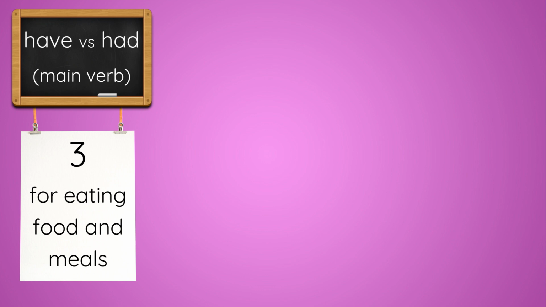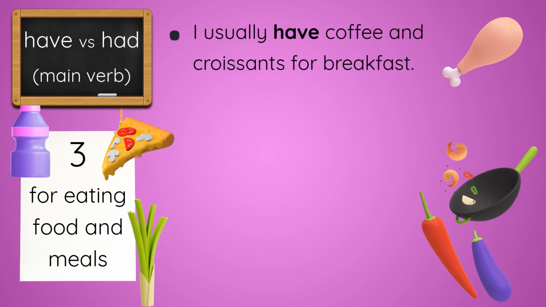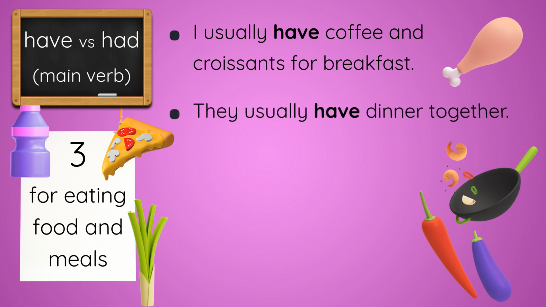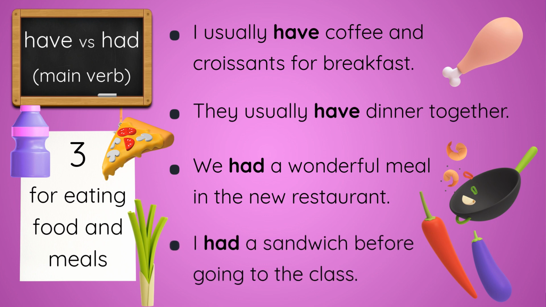The third usage of the verb is for eating food and meals. For example, I usually have coffee and croissants for breakfast. They usually have dinner together. We had a wonderful meal in the new restaurant. I had a sandwich before going to the class.